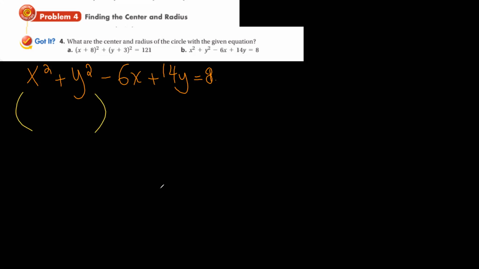Here the equation is x² + y² − 6x + 14y = 8. Now, the first step: I want you to gather the x terms in one bracket and the y terms in another bracket, like this. Make 2 brackets.